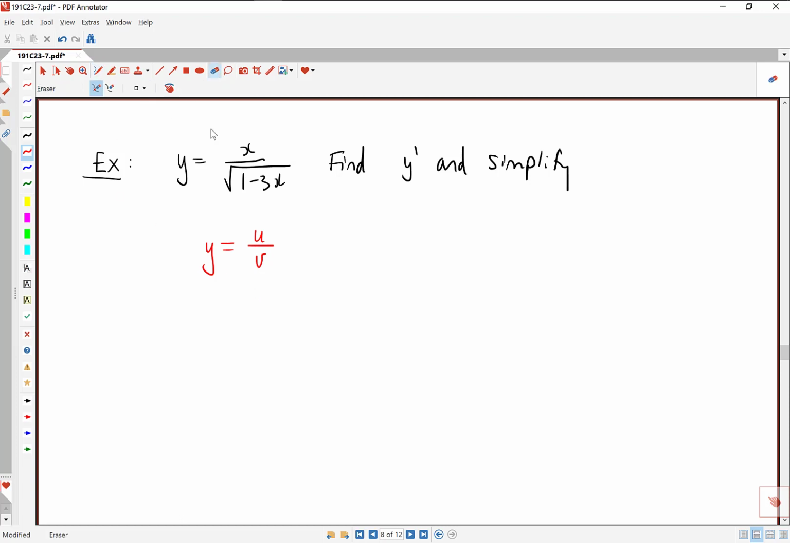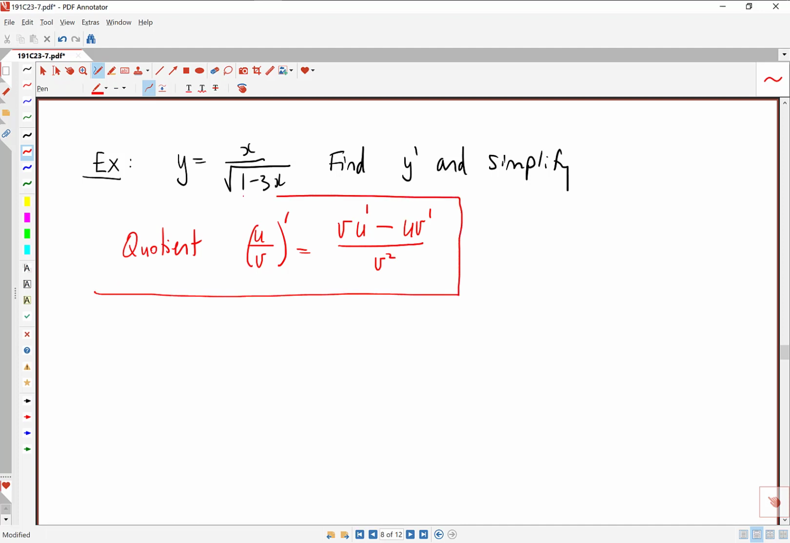So let's remember our quotient rule. Quotient rule says if you're trying to take the derivative of something that looks like u over v, remember we start with the denominator. So we go v u prime, and the quotient rule has a subtraction in it. So it's v u prime minus u v prime over v squared. So we're going to try to mimic that as we go through this calculation.